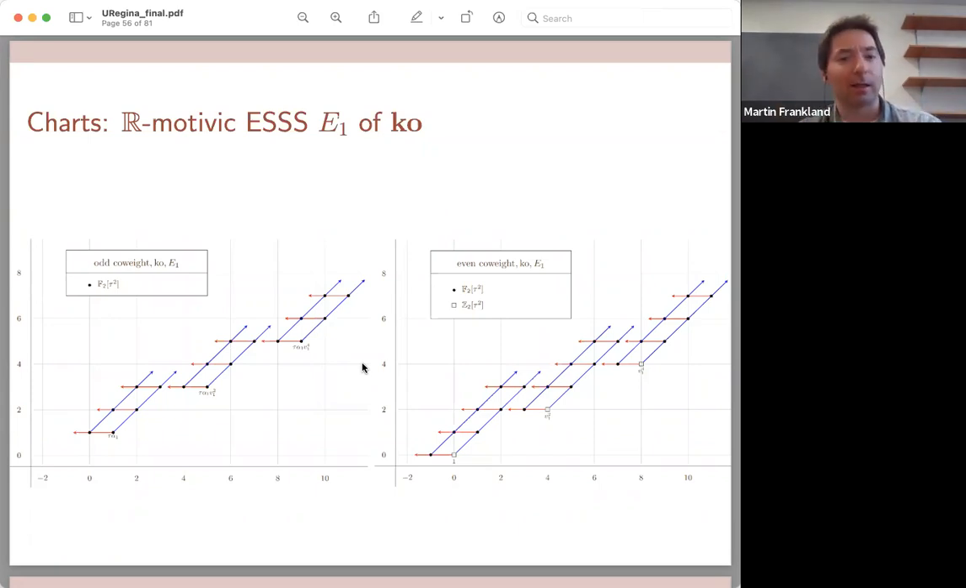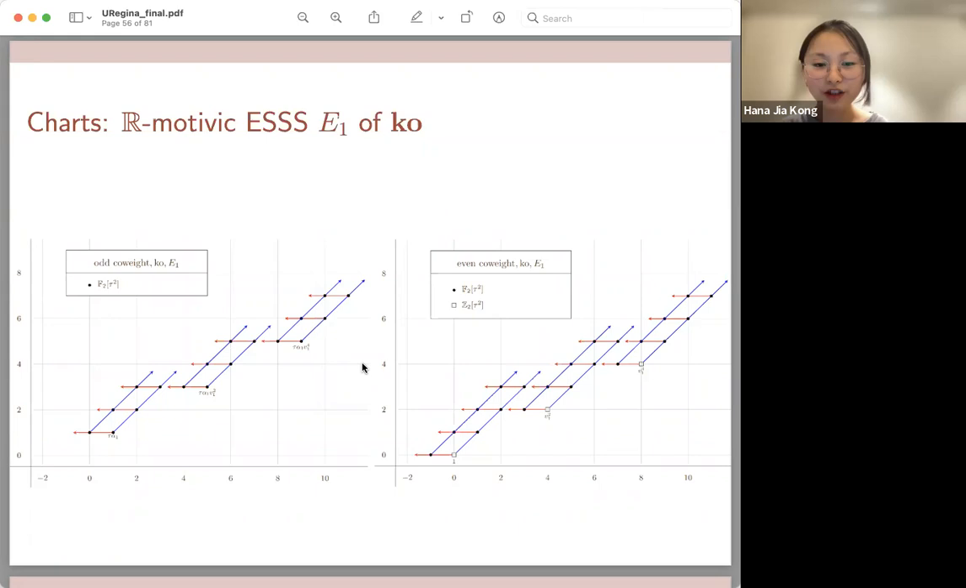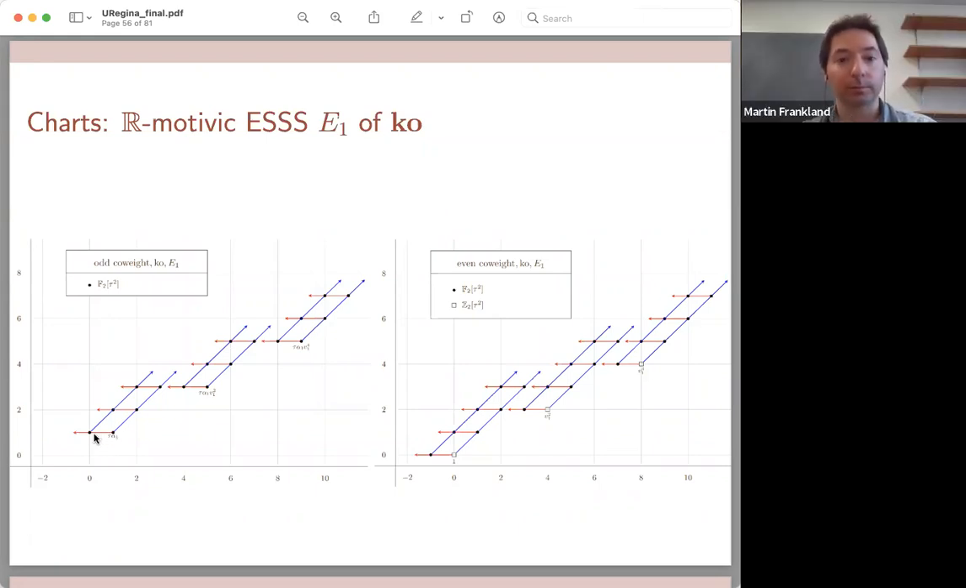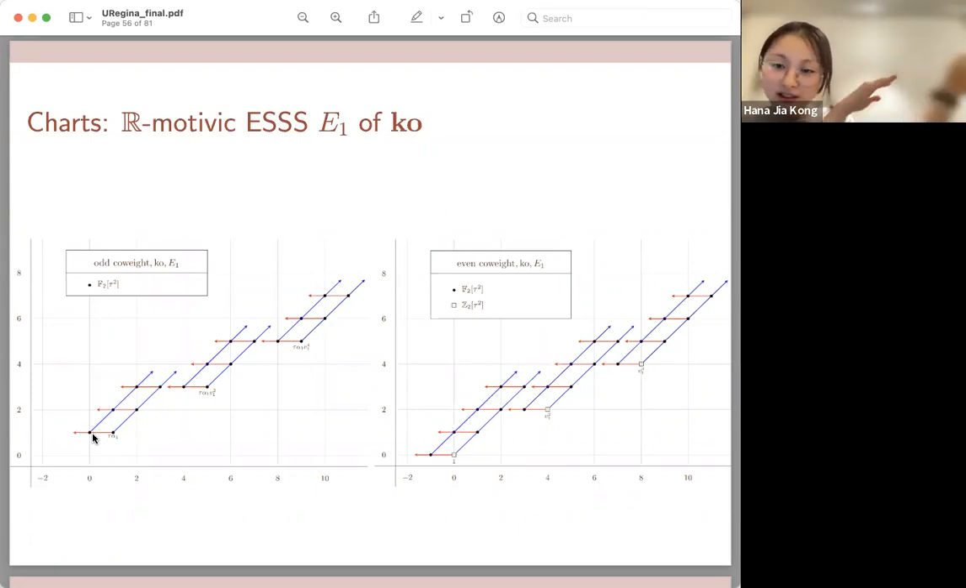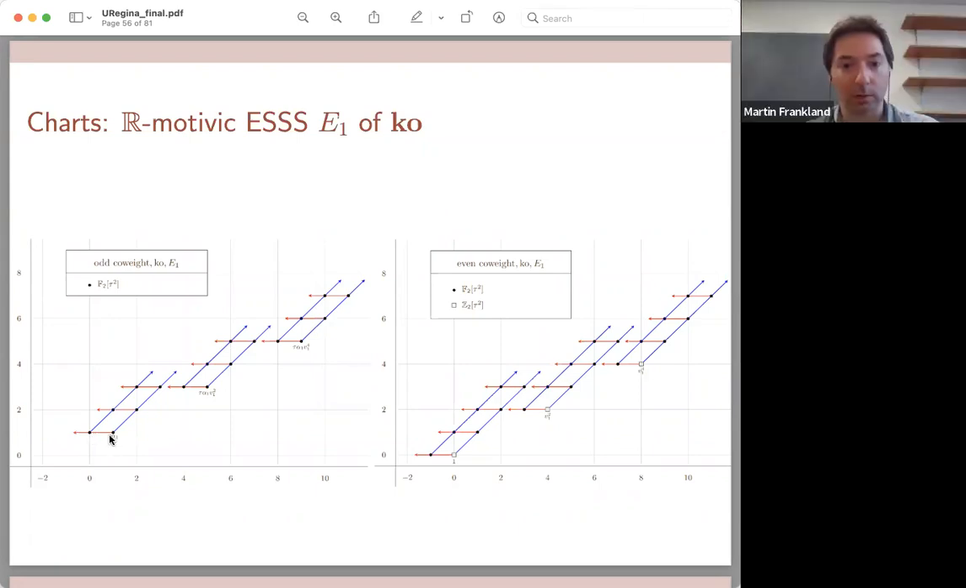Is there something like that here? Or? Yeah, the C-motivic is easier. So in the C-motivic case, you don't have these red arrows. Oh, I see. Yeah.